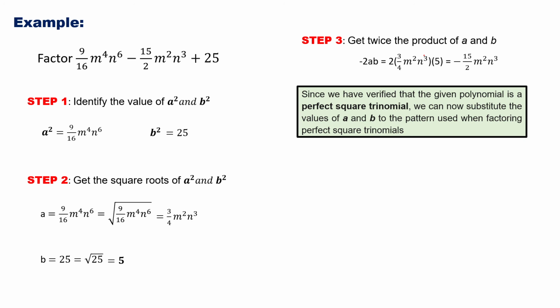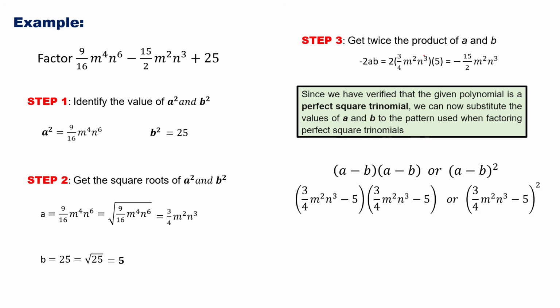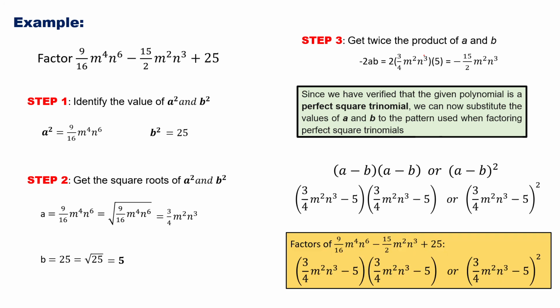Now, as you have noticed, yung middle term ng ating given trinomial ay minus yung kanyang sign. Meron siyang negative sign. So, therefore, we will use the second pattern, which is a minus b times a minus b or a minus b squared. And by substituting the values of a and b, makukuha na natin yung factored form ng ating given na perfect square trinomial, which is 3/4 m squared and cube minus 5 times itself, or the square of 3/4 m squared and cube minus 5.